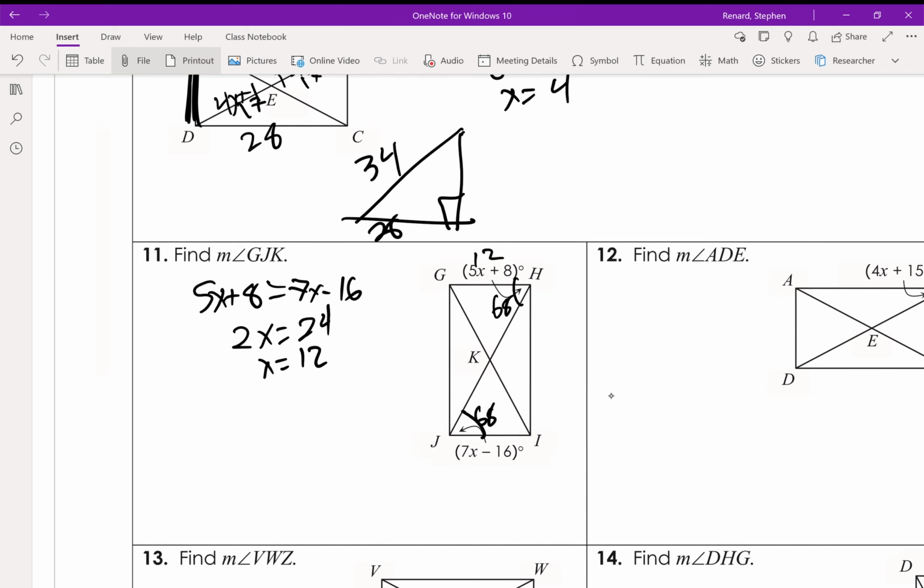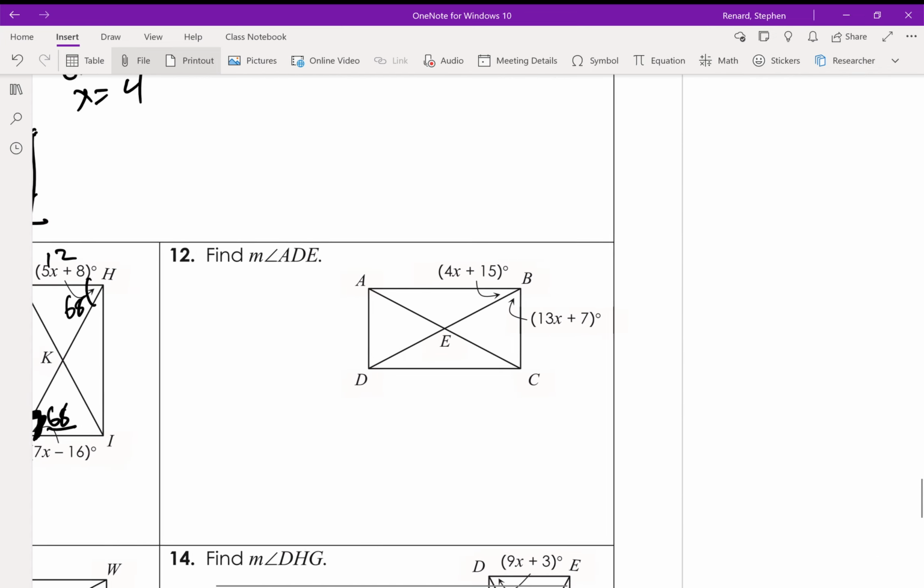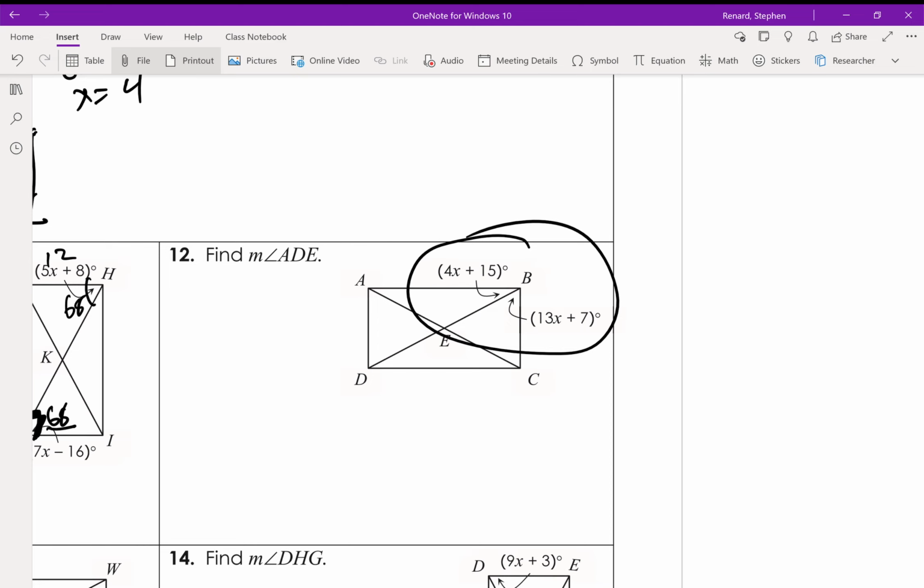But the angle we're looking for is GJK, which is this one right here. How are we going to figure that one out? Well, we know that all four angles of a rectangle are 90 degrees. So we know that's 68, which means that the angle we're looking for is 90 minus 68, or 22 degrees. These two, you're going to add up to equal 90.